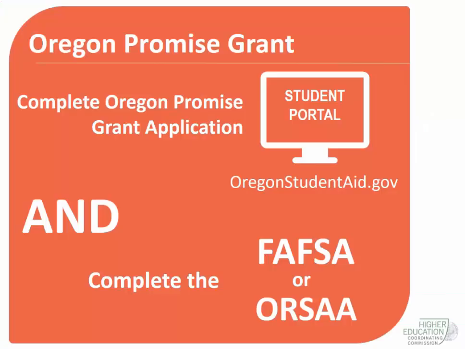In order to receive the Oregon Promise Grant, you must file your FAFSA or your ORSA and make sure you list an Oregon community college. You also need to visit OregonStudentAid.gov in the student portal and complete the Oregon Promise Grant application. This application is 5 sections, takes at most 30 minutes to complete. It's really easy.